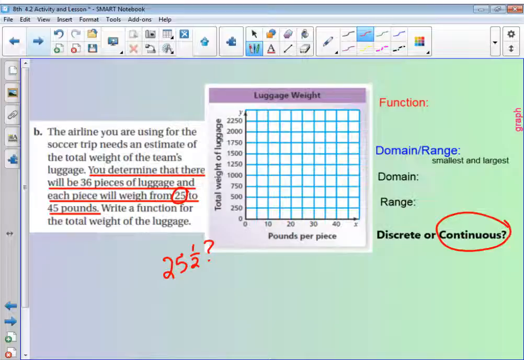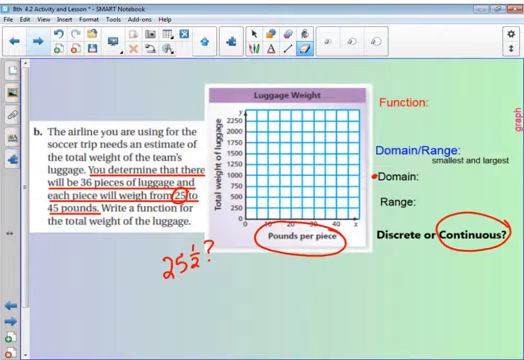Okay, so no matter what, if we go through and look at our domains, if we look at just our domain numbers, our X's, could it fall in between? Do we have to have exactly the pounds stated, or could it fall between 25 and 26 pounds? If we can answer yes, then that would be continuous, meaning that as we plot these, we're going to go ahead and connect our dots.